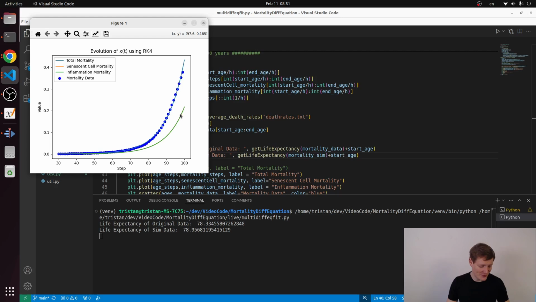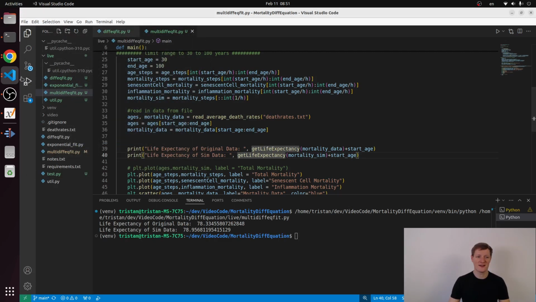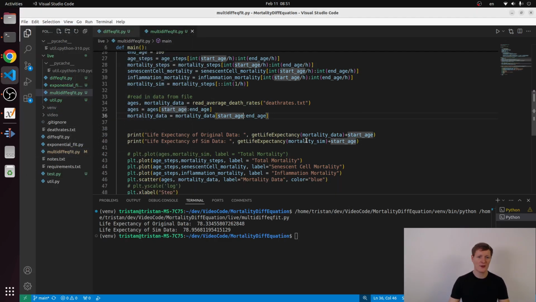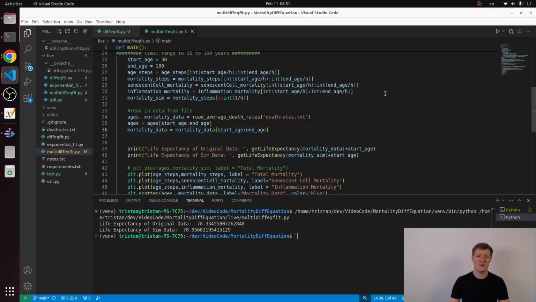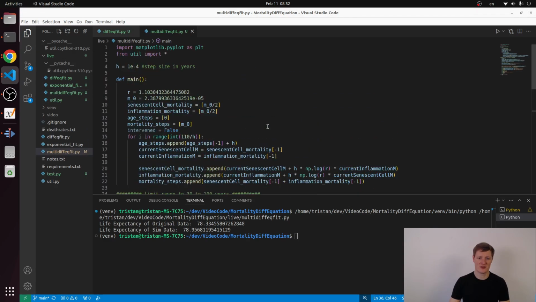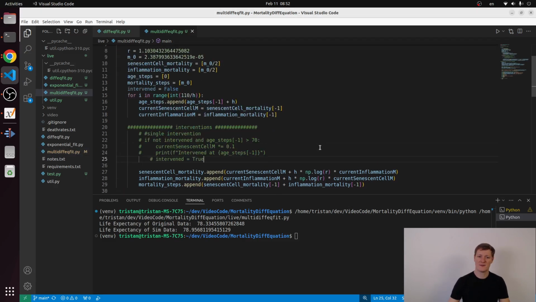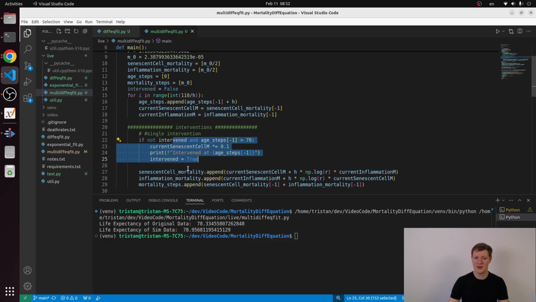So now comes the really interesting part. What happens if I start to change that? So for example, I could imagine that I've got a single point intervention at some point, and I actually already defined my intervened thing in here. So let me pull this up. So before I actually do any of the steps, I can say, okay, I wanna intervene. When I'm over 70 years old, I wanna have a single magical intervention by which I cut my current senescent cell count in 10.